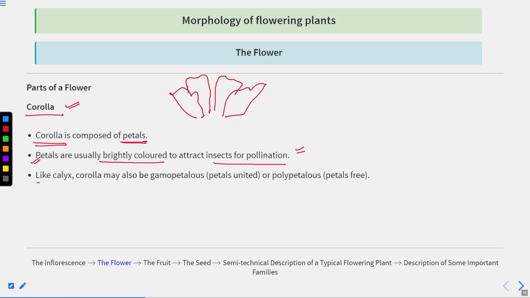Now, like calyx, corolla may also be gamopetalous, petals united, or polypetalous. Petals are generally free, but as you have seen in the case of sepals, sometimes these petals are also joined together. When the corolla petals are all joined together, that is called the gamopetalous condition. Petals are united. And sometimes they are free, so polypetalous means the petals are free.